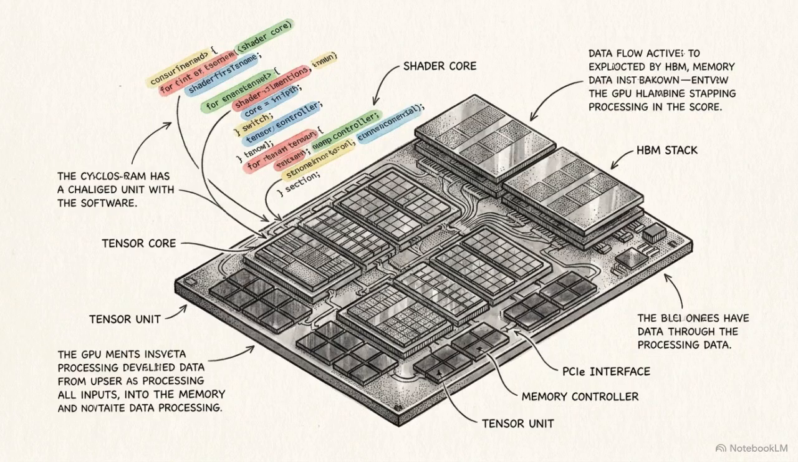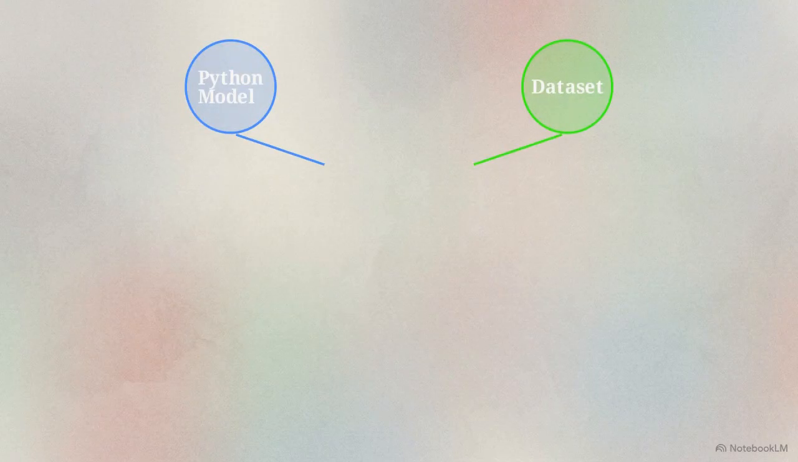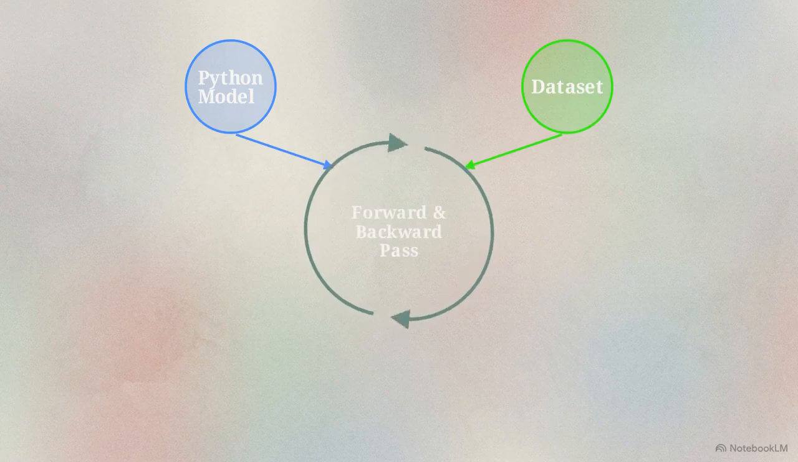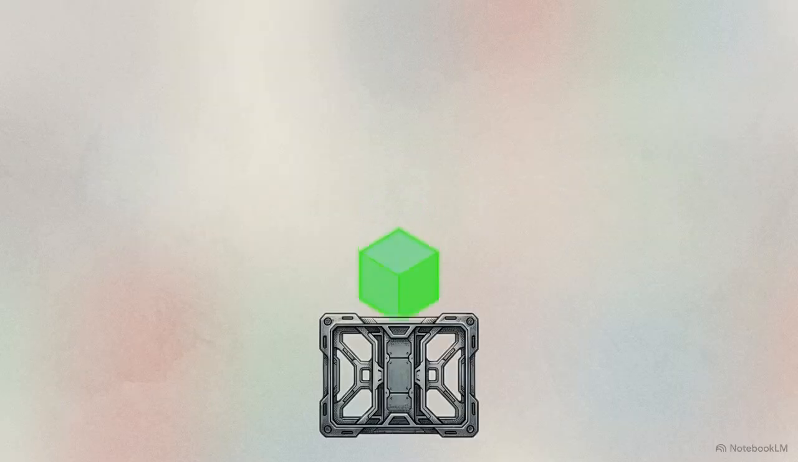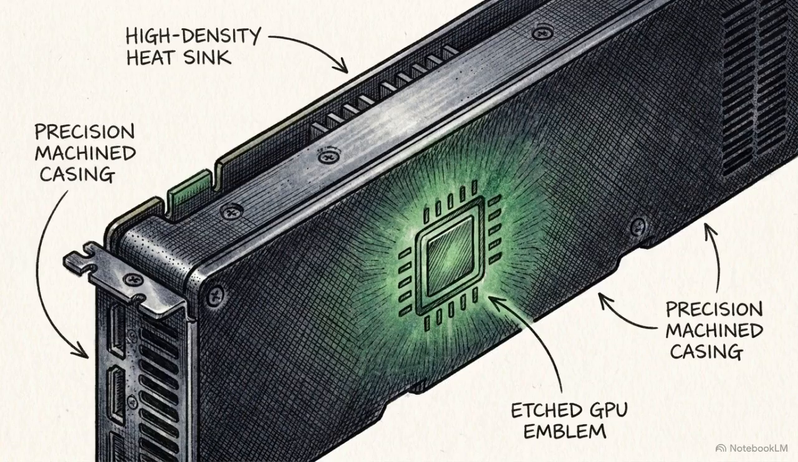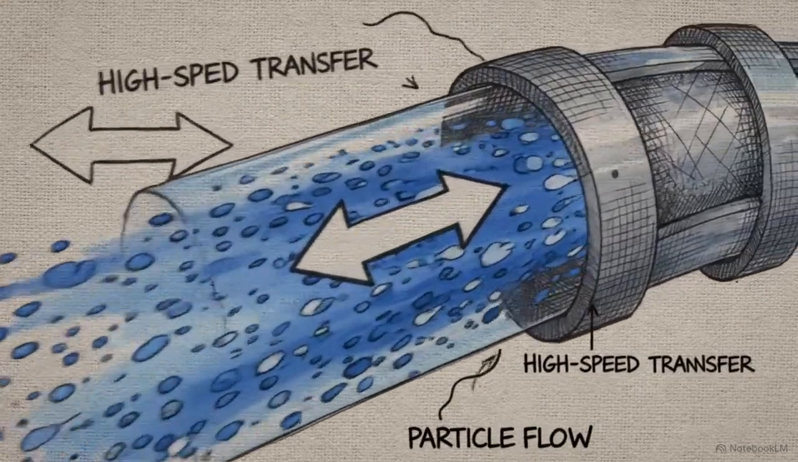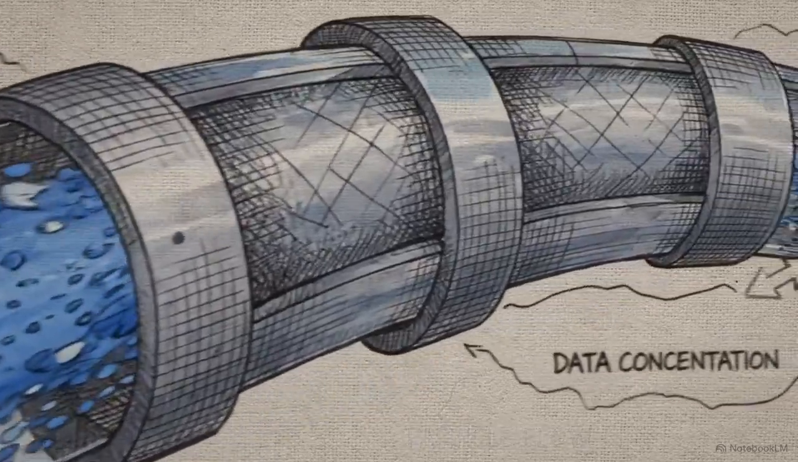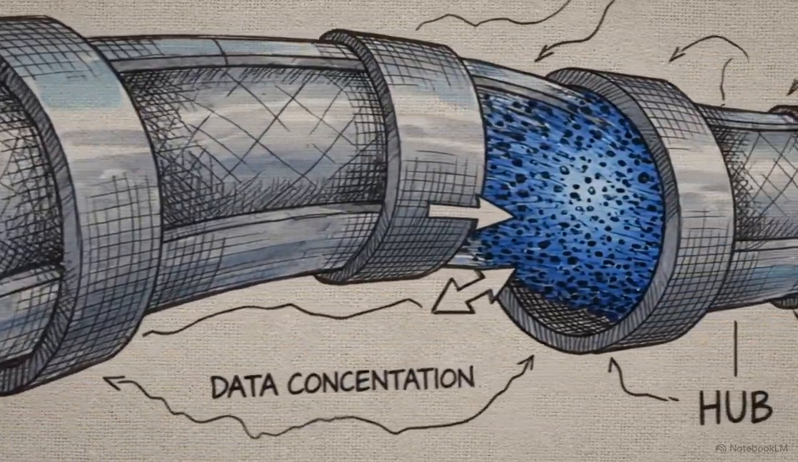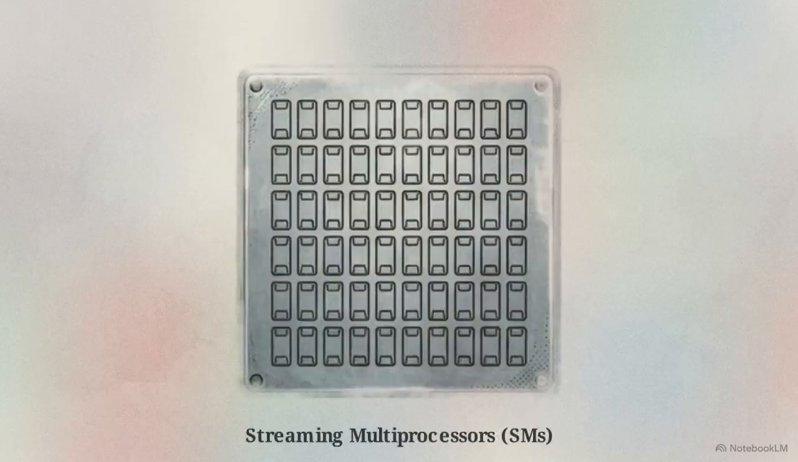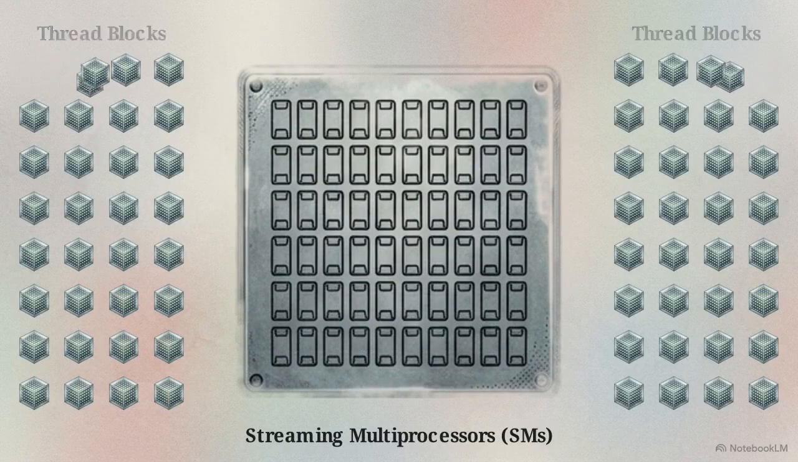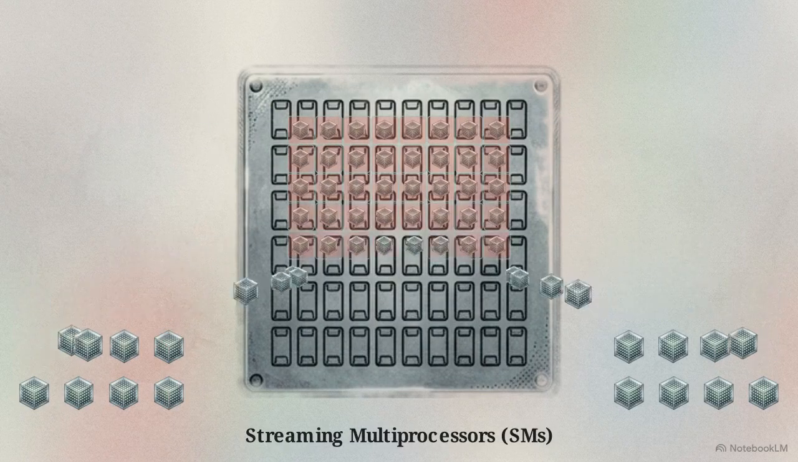We can now map a standard training loop onto this physical reality. You define a model in Python, feed in the data, and initiate forward and backward passes. Software frameworks compile those matrix operations into optimized CUDA kernels using backend libraries like cuDNN, which are specifically tuned for the target architecture. The system triggers a memory transfer, pushing model parameters and input tensors from the system RAM into the GPU's high-capacity VRAM.